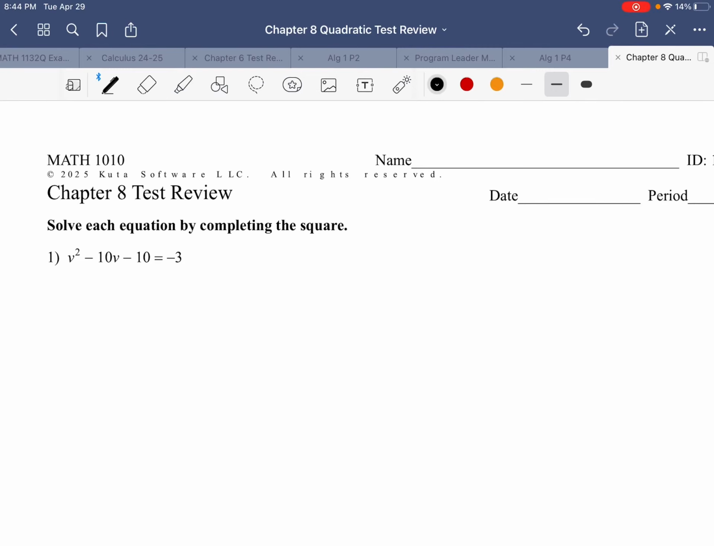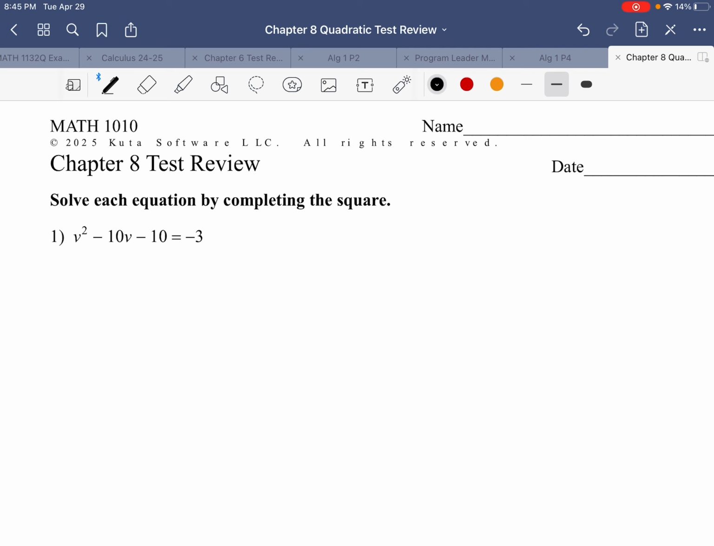All right, this is part 1 of the chapter 8 test review. For number 1, we're trying to complete the square. I would add 10 on both sides of the equation to get v squared minus 10v is equal to 7. At this point, I'm going to be dividing negative 10 by 2 and then squaring it and then adding that to both sides of the equation.